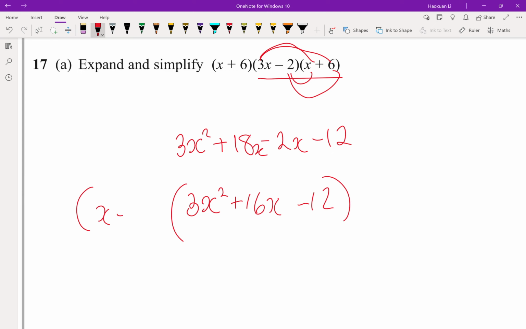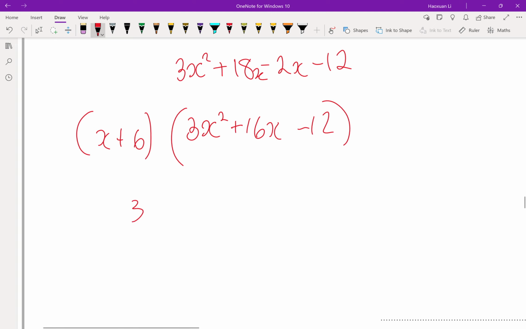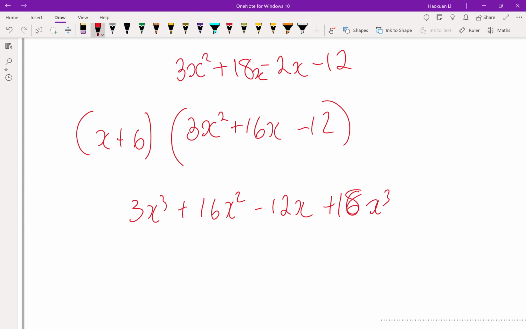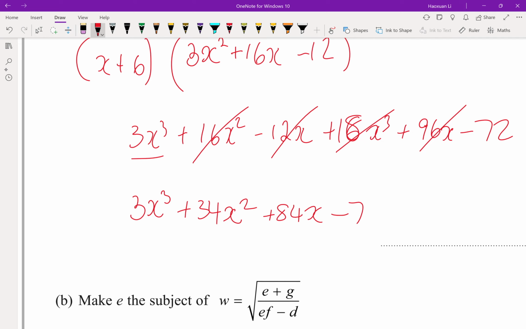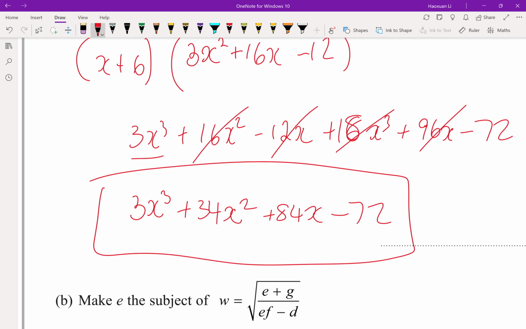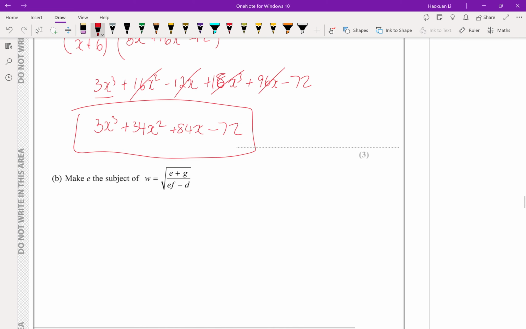So you multiply this again by x plus 6. So 3x cubed plus 16x squared minus 12x plus 18x squared plus 96x minus 72. So you keep that 3x cubed, and then 16x squared and 18x squared add up to 34x squared. 96 minus 12 gives you 84x minus 72. So this is the answer.